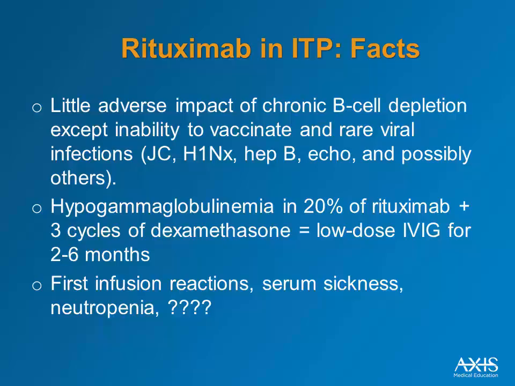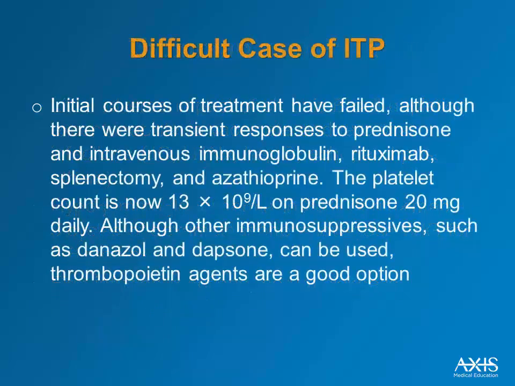When you combine the DEX in 3 cycles with rituximab, hypogammaglobulinemia occurs more often, and 10 to 20% of patients may require low-dose IVIG. And there are other reactions that are either not serious or infrequent, listed on the bottom line of the slide. So in this particular case, it seemed reasonable to try this, but in this particular case, it didn't work.